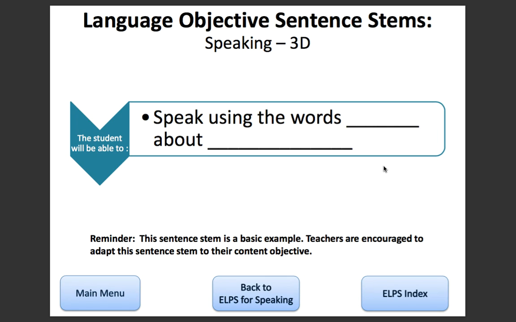And after I've presented information for 8 to 10 minutes, I would say, okay, turn and talk to your shoulder partner, explain the difference between prokaryotic and eukaryotic cells. You could start with "the difference between prokaryotic and eukaryotic cells is," and then give them time to talk and just roam around the room. It's one example.